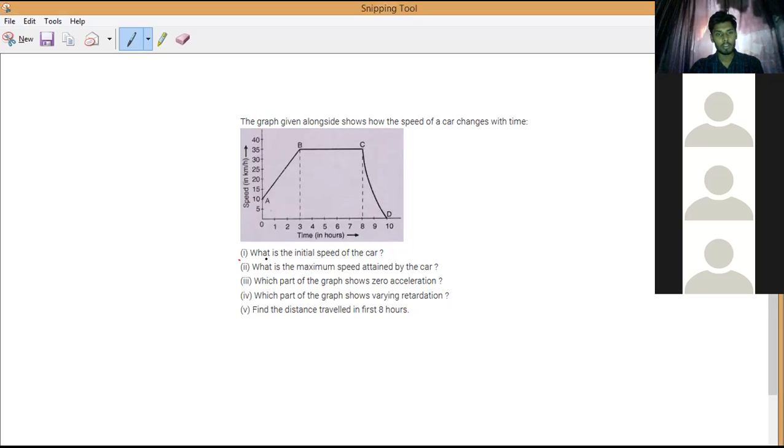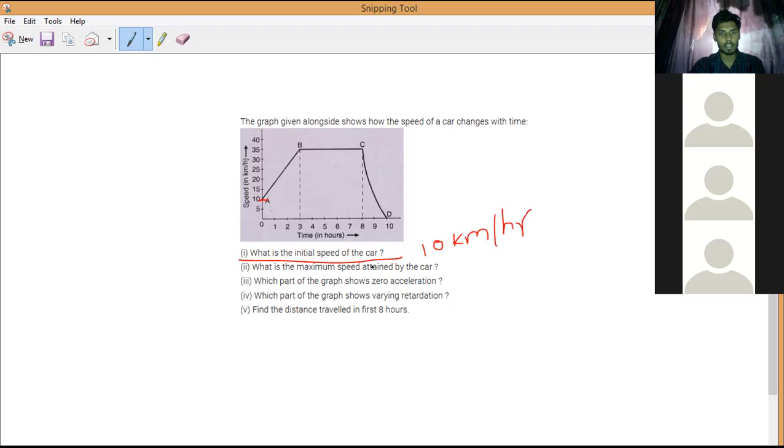What is the initial speed of the car they are asking? Is it starting from 0? No, sir. It is 10, starting from somewhere. That point is called 10. So the initial speed of the car is 10 kilometer per hour.